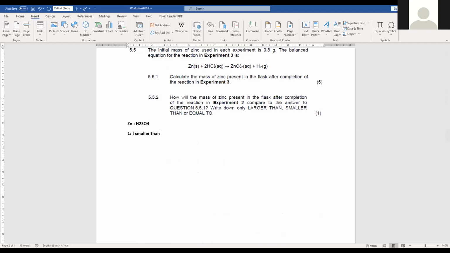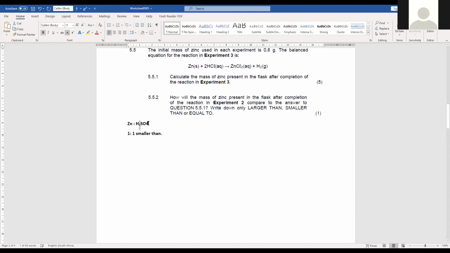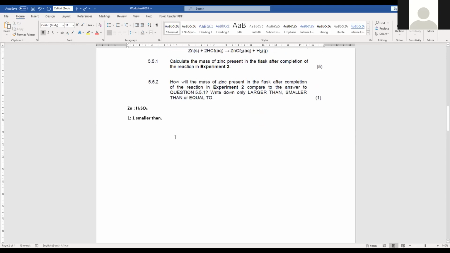And the reason it will be smaller then is because you've got a 1 to 1 ratio. It means that more of your zinc is going to react with the sulfuric acid, and when more of the zinc reacts with the sulfuric acid, you will get a smaller amount. Does that make sense to everyone? You'll be left with less zinc because more zinc is reacting. Yes?